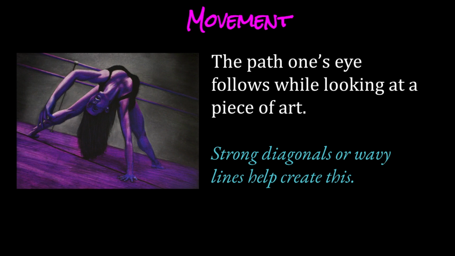Next, we have movement. Movement is defined as the path one's eye follows while looking at a piece of art. It is successfully used when the artist arranges objects in a piece with diagonals so the viewer's eye is forced to move around the composition. Here, the arms and legs of the dancer create diagonals that draw your eye from one part of the dancer to another. The floor, line, and bar are also at diagonals, which further move your eye around the composition.